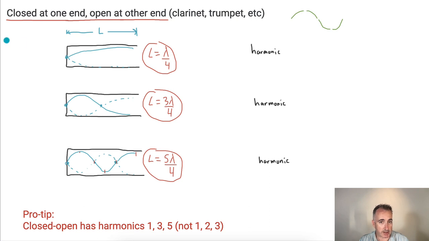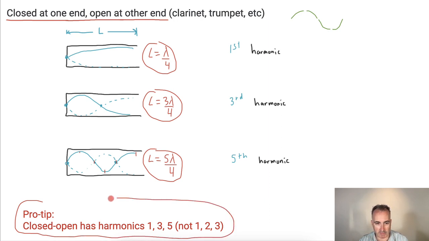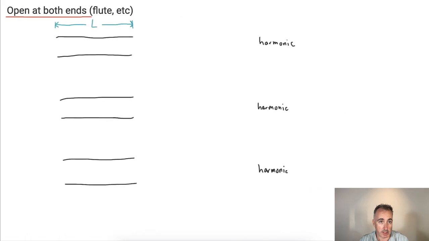And let's look at the harmonics then. This will be the first harmonic because it's 1 times lambda over 4. But look carefully. This one gets a 3 lambda over 4, this is a 5 lambda over 4. So we're going to count this here as a third harmonic. That's the weird one, okay? And this one here is the fifth harmonic. That's a little bit weird, so that's why I said pro tip, just keep in mind for closed open like we just drew here, the harmonics go 1, 3, and 5, not 1, 2, 3, which is kind of weird. But there we go.